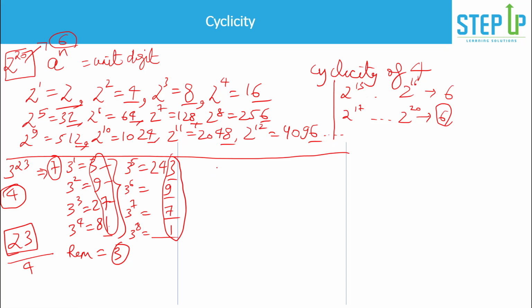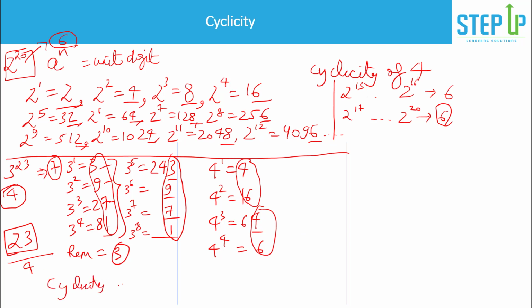Similarly, let's look at another number. Let's say you have number 4. 4 to the power 1 is 4. 4 to the power 2 is 16, again 6. 4 to the power 3 is 16 into 4, 64, but again you're interested in 4. And 4 to the power 4 is again 4 into 4, 16. So you're seeing 4, 6, 4, 6, and the same cycle will repeat. So cyclicity of 3 was also 4, that means it repeats after 4 powers. Cyclicity of 2 was also 4. Cyclicity of 4 is 2.